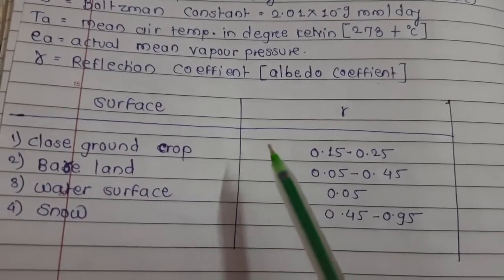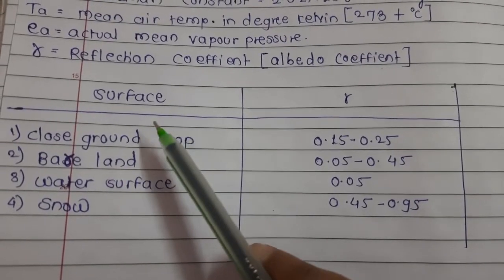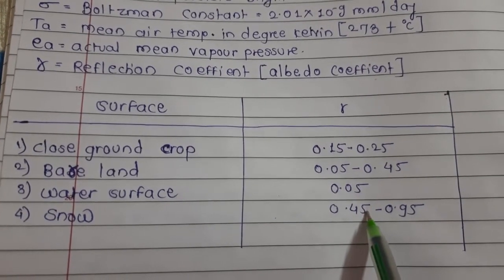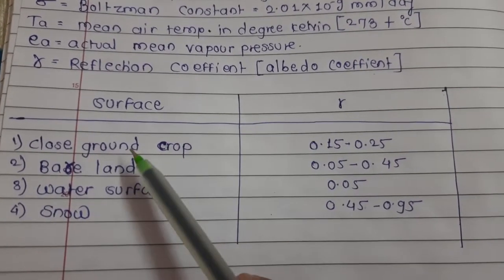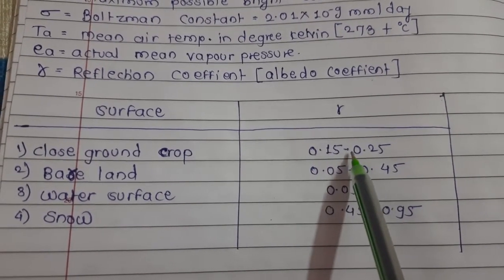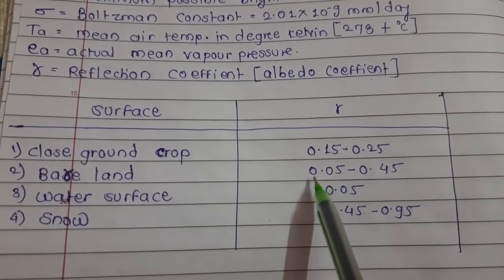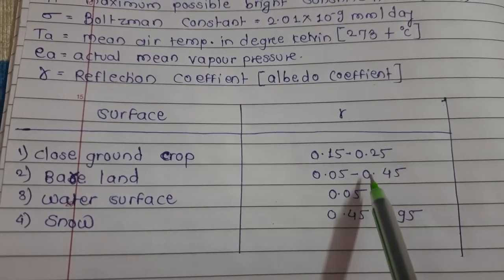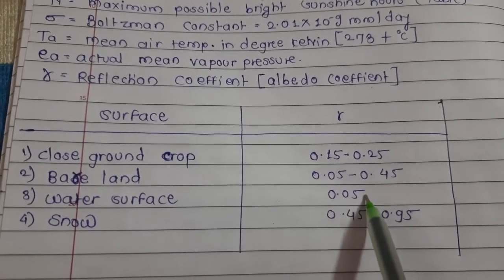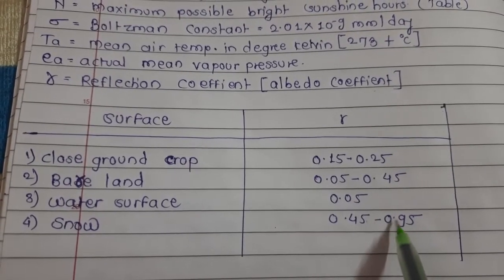These coefficients are very important for MCQs. See, for each surface we have to use this reflection coefficient, albedo coefficient. Close ground crop: 0.15 to 0.25. Bare land: 0.05 to 0.45. Water surface: 0.05. Snow: 0.45 to 0.95.